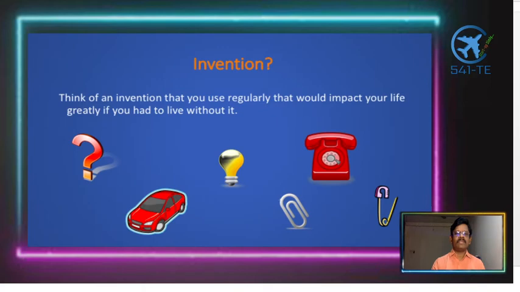Think of an invention that you use regularly, that would impact your life greatly if you had to live without it. For example, the pin, a car, a bike, a bulb, a telephone, or even a mobile. All these are inventions. Without them, it is very difficult to survive. Over and above, you see improvement and advancement. We invented the mobile phone, say, with the basic model. Now there are so many innovations, like the smartphone with several features. Like that, you can see a relationship between invention and innovation.